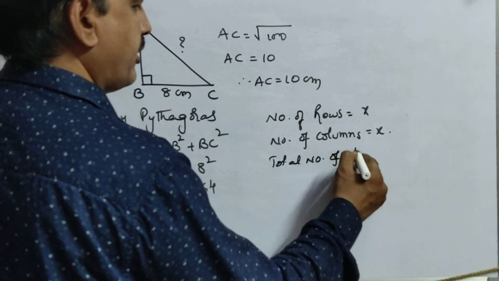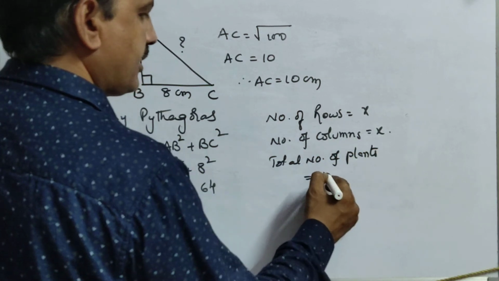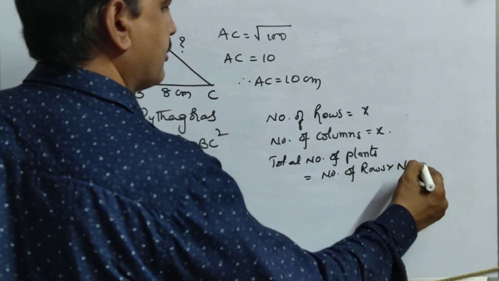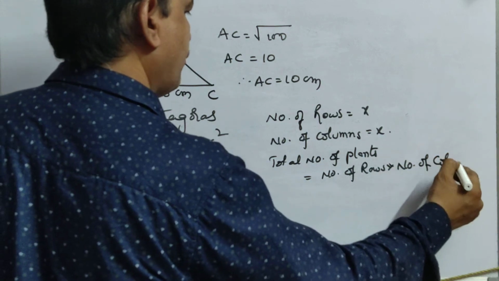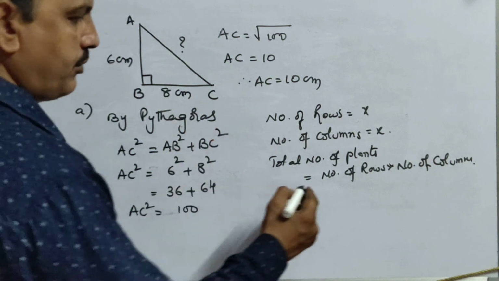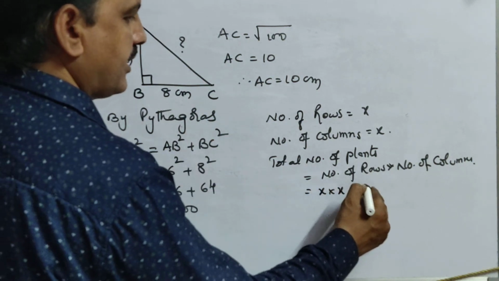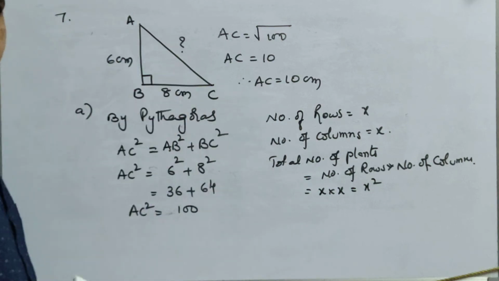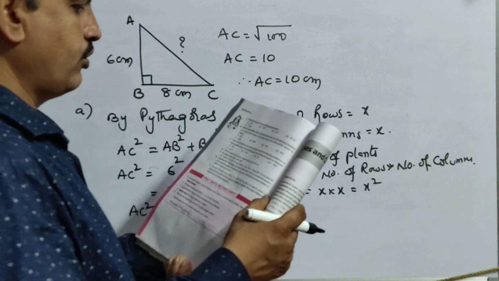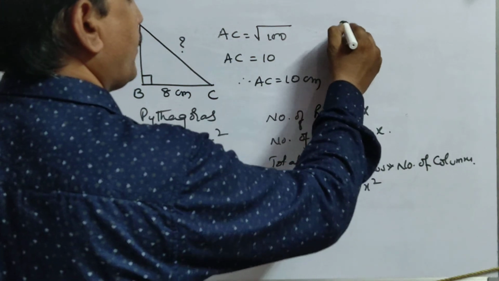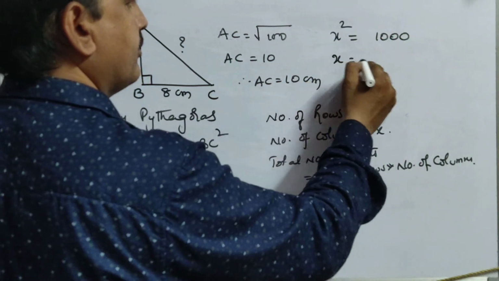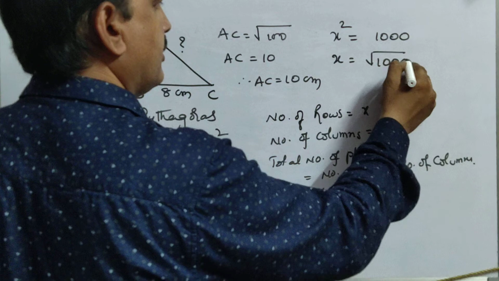Total number of plants is number of rows into number of columns. That means x into x, that is x square. But what total number of plants is given in the question? 1000 plants. So x square equals 1000 plants. So x equals square root of 1000. Is it possible?